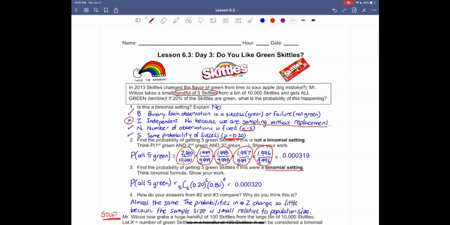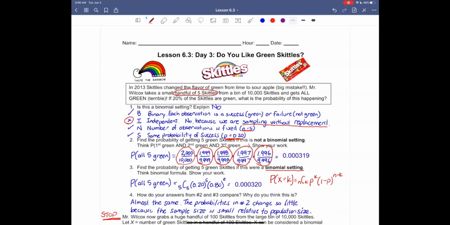Now, number 3 says find the probability of getting 5 green Skittles if this were a binomial setting. Okay, if this was a binomial setting, we know how to find the probability that x is exactly equal to 5 by using the formula. The probability that x equals k is n choose k times the probability of success to the number of successes, probability of failure raised to the number of failures, which ends up being 0.000320. So number 4, here's the important question. How do your answers from number 2 and number 3 compare?